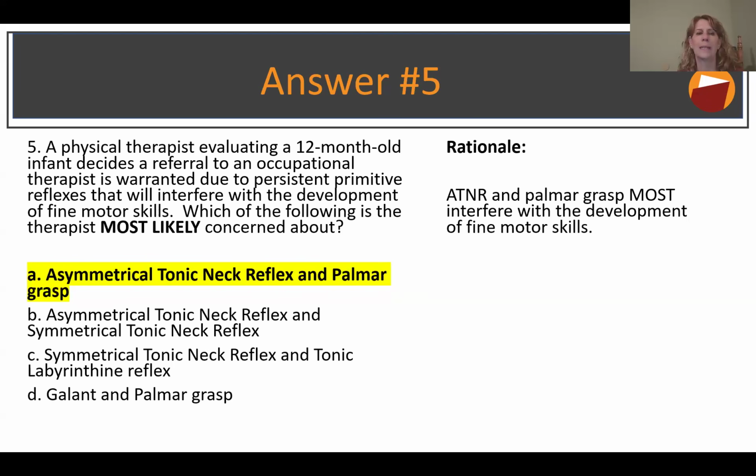C, tonic labyrinthine, that's if they're prone or supine. That would interfere with fine motor, but a lot of our fine motor stuff is in sitting, right? Eating, writing, and that wouldn't be affected because they're not in that supine or prone position. Galant a little bit, yeah, but more so our ATNR and palmar grasp.